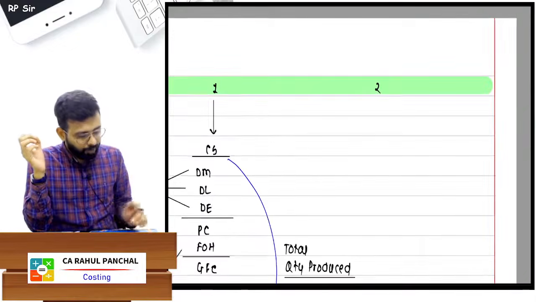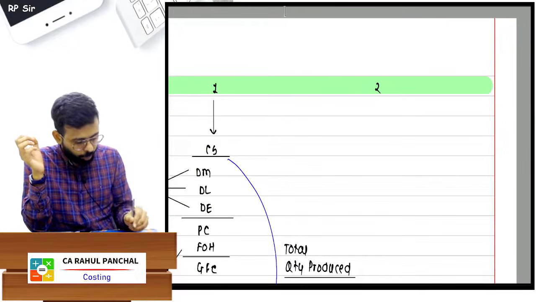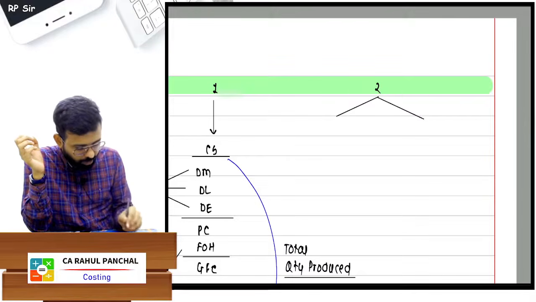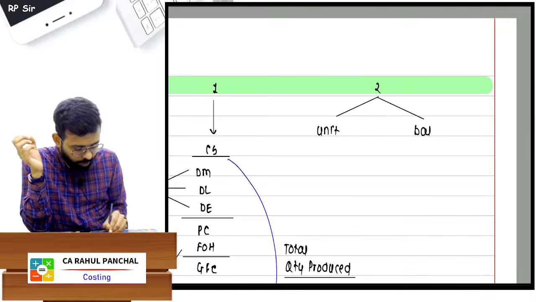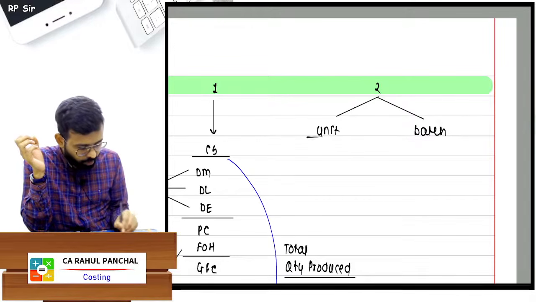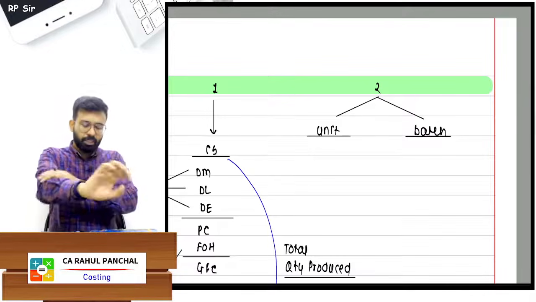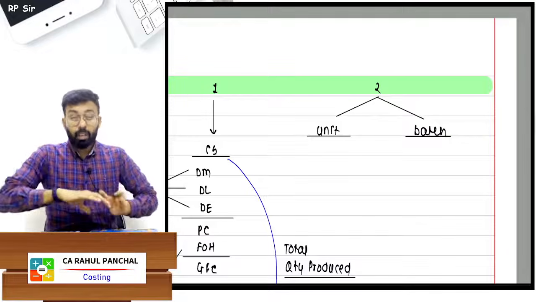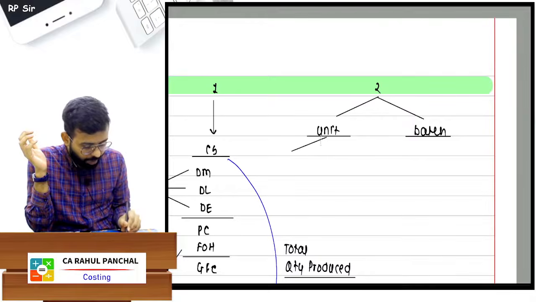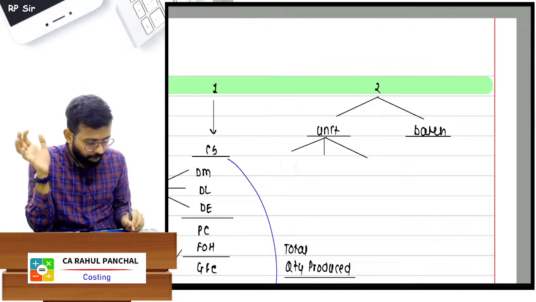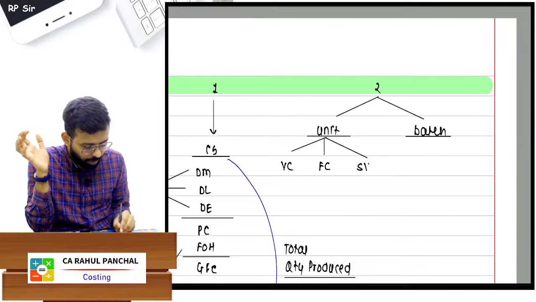Now after having done this format, if I talk about the second chapter, there are 2 parts: one is unit costing and one is batch costing. Whether it is unit or batch, one thing we know is that the cost sheet is nothing but an extension of the cost sheet. When you talk about unit costing, we need to remember there are three types of costs we are going to deal with: a variable cost, a fixed cost, then a semi variable cost.